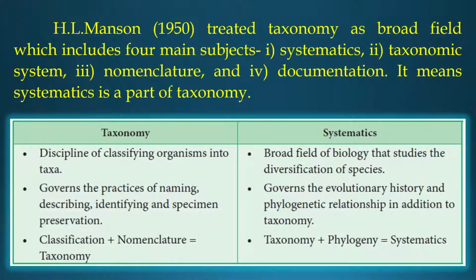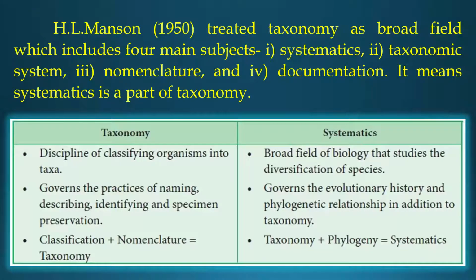What is the relationship between taxonomy and systematics? Learn from the table. Taxonomy is the discipline of classifying organisms into taxa. Systematics is a broad field of biology that studies the diversification of species. In case of taxonomy, it governs the practice of naming, describing, identifying, and specimen preservation. In case of systematics, it governs the evolutionary history and phylogenetic relationship in addition to taxonomy. In case of taxonomy, classification plus nomenclature equal to taxonomy. In case of systematics, taxonomy plus phylogeny equal to systematics. Isn't it? After the description, our conclusion is here.